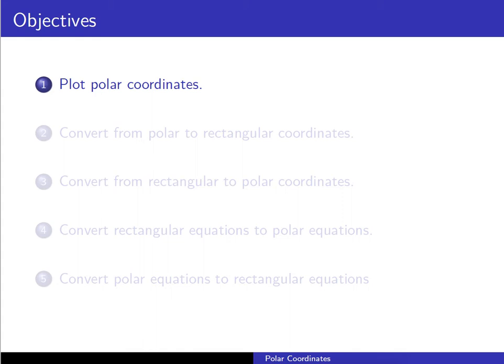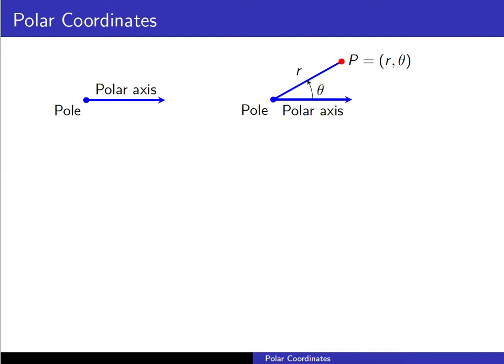In polar coordinates, instead of moving left and right and then up or down, we move left or right and then rotate our point a certain number of degrees or radians. So with polar coordinates, we're moving left or right and then we're rotating, as opposed to moving left or right and then moving up or down.